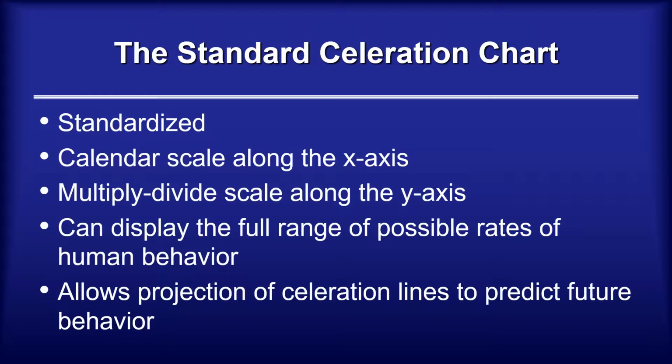Another feature is the calendar scale along the x-axis. This allows you to assess whether variables related to, for example, day of the week may be influencing behavior. A behavior might be more or less likely to occur, for example, on a weekend, during holidays, or following significant life events. Any anomalies would allow you to look into those changes in greater detail.